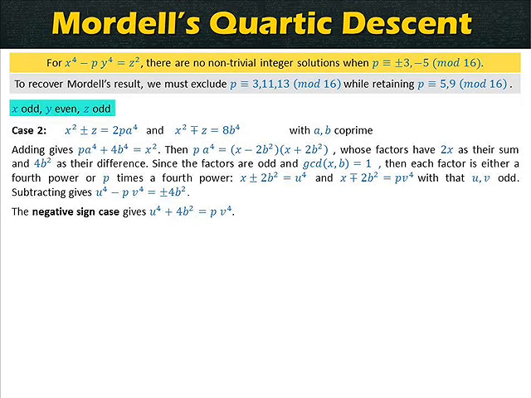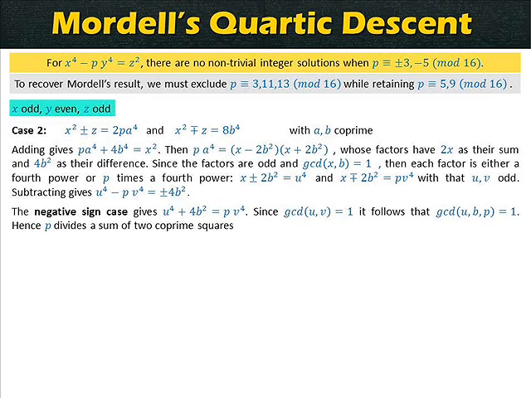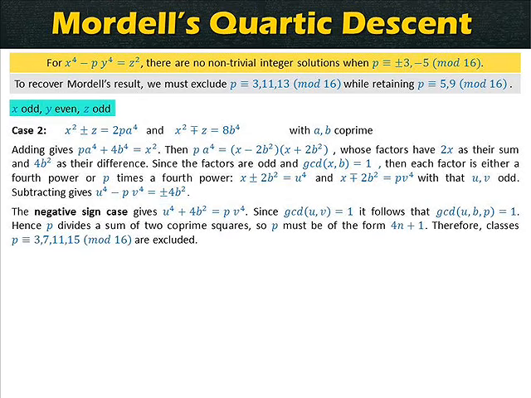The negative sign case gives u raised to the fourth plus 4 times b squared equals p times v raised to the fourth. Since u and v are coprime, it follows that u, b, and p are coprime too. Hence, p divides the sum of two coprime squares, so p must be of the form 4n plus 1. Therefore, classes 3, 7, 11, and 15 are excluded.